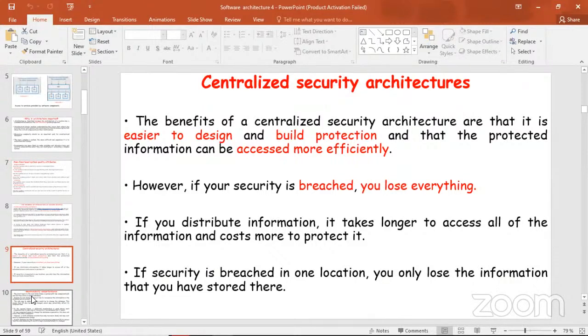However, if your security is breached, then everything you have is gone. If you distribute information, it takes longer to access. That's, of course, one of these disadvantages, right? To access all of the information, and it costs more to protect it because you have to deploy protection for each of the locations that you are protecting. So if security is breached in one location, you only lose the information in that location.